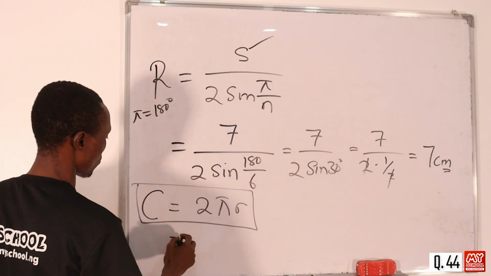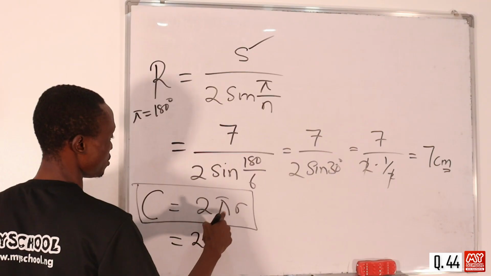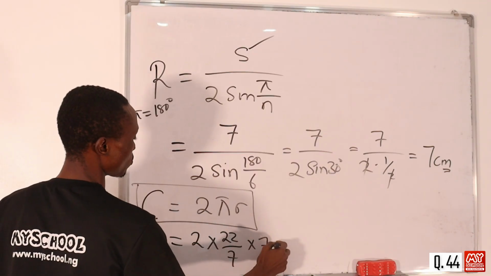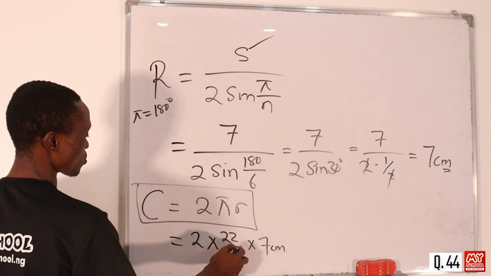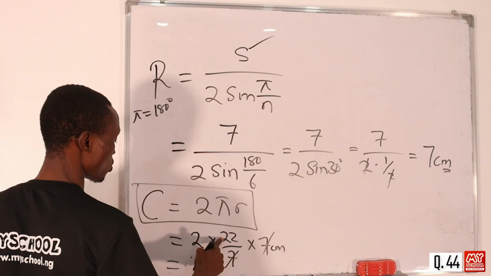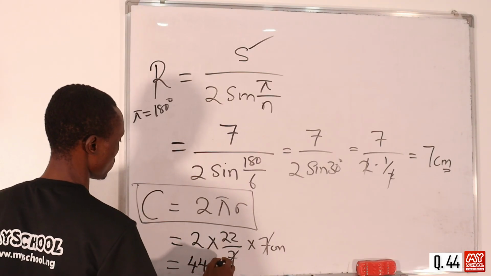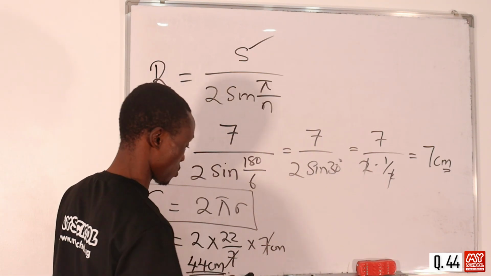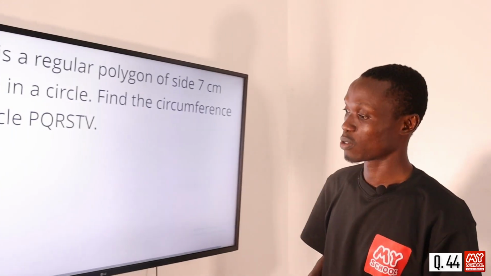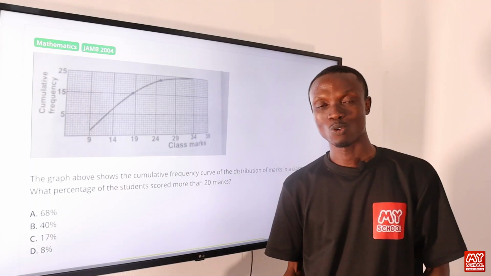Okay, so let's calculate the circumference. Here we have 2 times pi, which is 22 over 7, times 7, which is the radius of the circle. So 7 will cancel out 7, and if we multiply 2 by 22, the circumference of the circle will be equal to 44 centimeters. So let's return to the screen to pick the correct answer for this question, and that is option D, 44 centimeters.